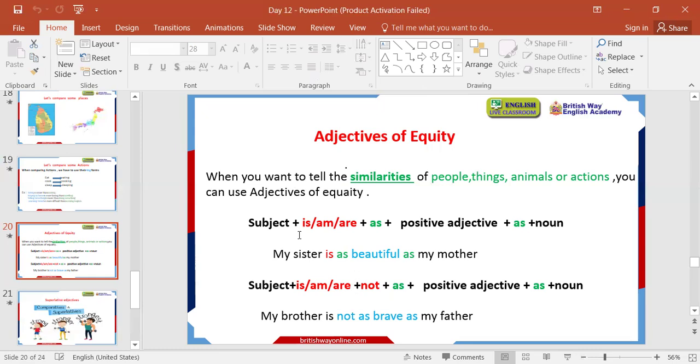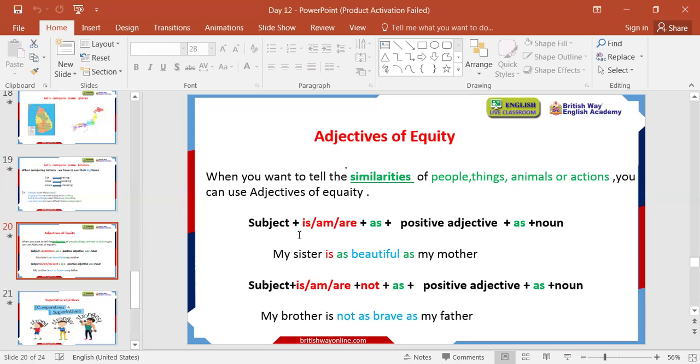Not as, to say "මේ තරම්ම නැහැ". Nalaka is not as clever as his friend. They are not as foolish as their friends. Students are not as talented as the teacher.